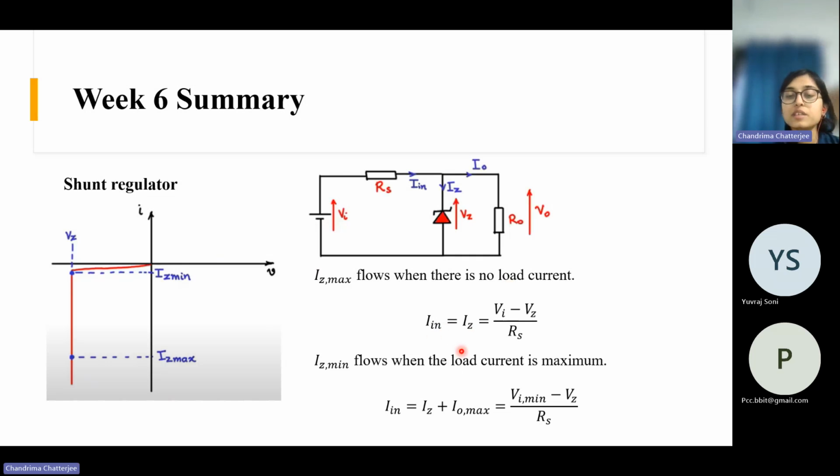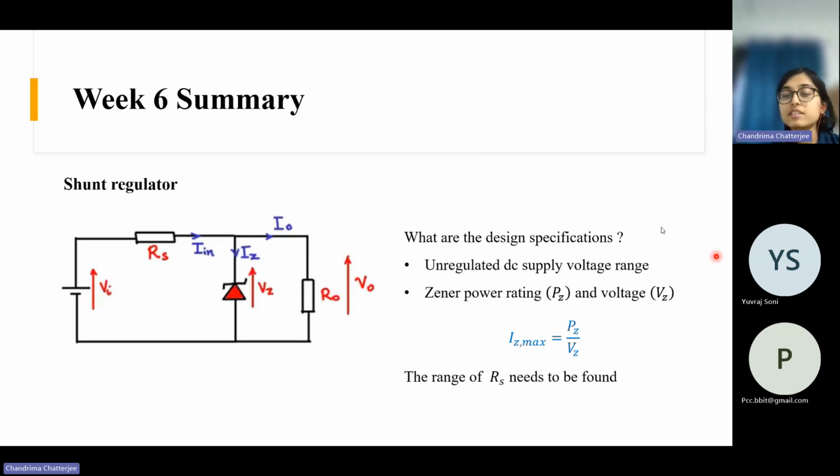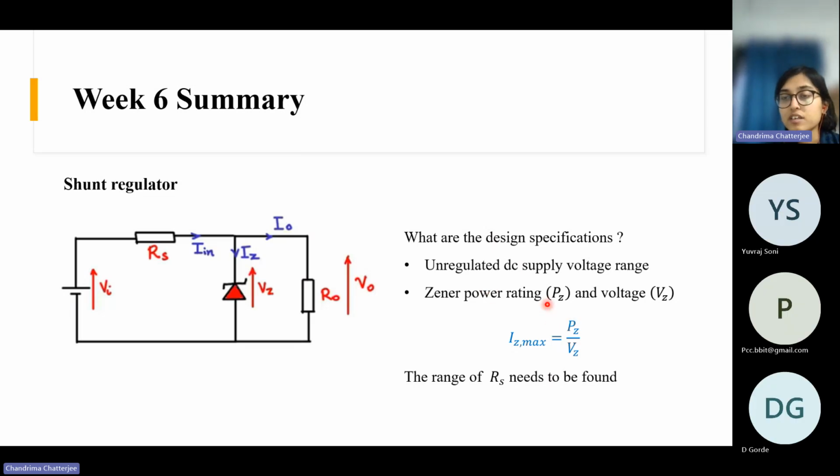So these two are the minimum and maximum currents of the Zener diode. Another thing is that we know that there are certain parameters and certain limitations when we are using a semiconductor device. For Zener diode, there will be a power rating. If you see the datasheet of any Zener diode, there will be some power rating. And the IZ max, whatever we require, should be restricted within PZ by VZ value.